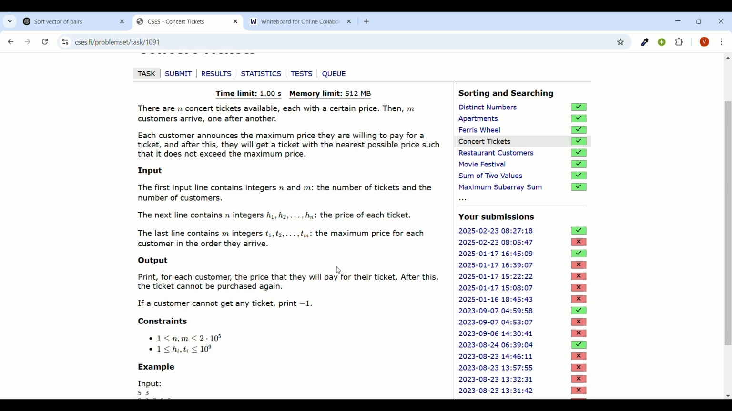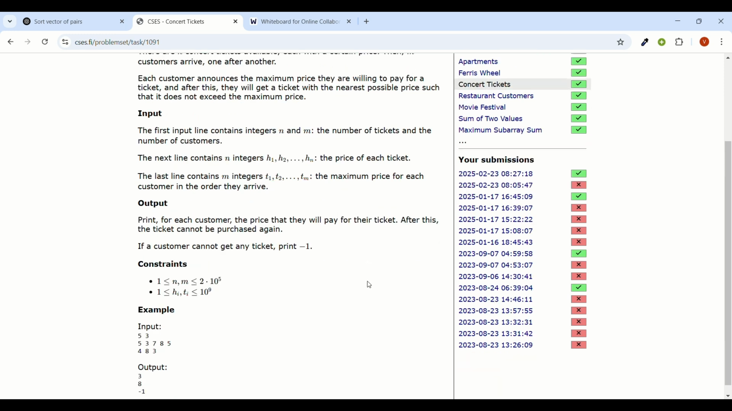So in this case, what we have to do is allocate tickets to the customers in such a way that a customer should get a ticket whose price is nearest to the price he is ready to pay, but lesser than or equal to it. Basically, it should be affordable by the customer, but at the same time it should be closest to the price which he is willing to pay. If a customer cannot get a ticket, we will print -1. If he or she can get a ticket, then we will print the price which he will pay for that ticket.